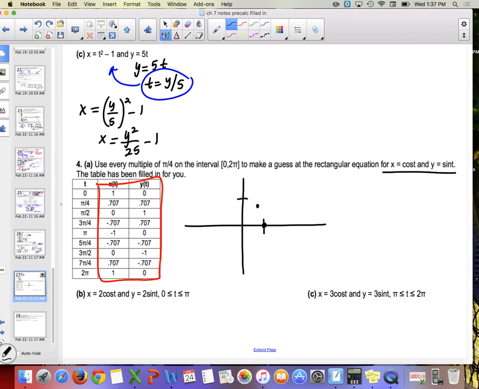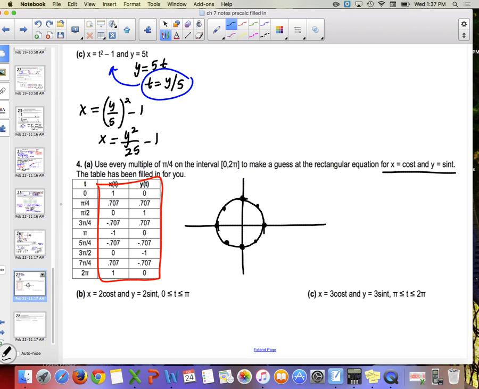0, 1, what do you think is going to happen? Negative and positive 0.707. Negative 1, 0. What am I graphing? It's my favorite. Yeah, it's the unit circle. You guys see it? So what we would end up getting is the unit circle.